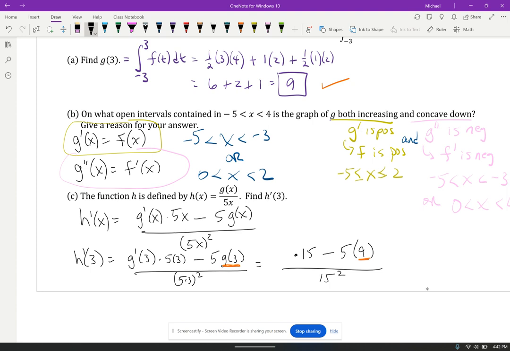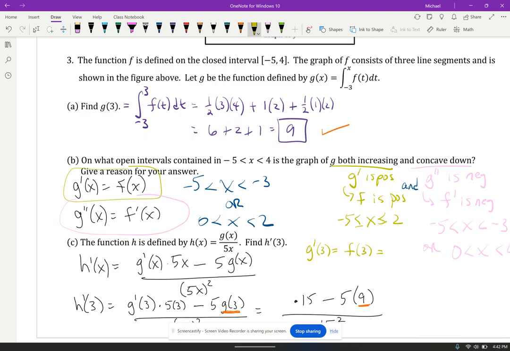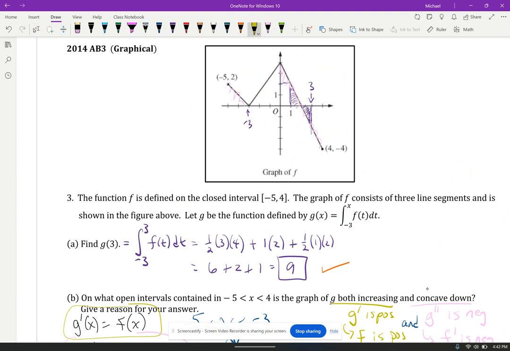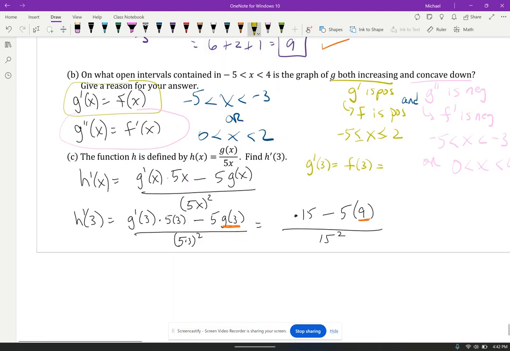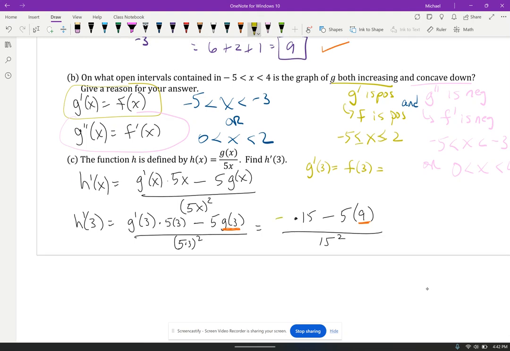And then at g prime of 3. Well, g prime of 3, remember we said g prime is the same thing as f, so g prime of 3 is the same thing as f of 3. And if I look at the graph, f of 3, I believe, is negative 2. I believe 1, 2, 3, 4, 1, 2. Yeah. So it looks like it's negative 2.